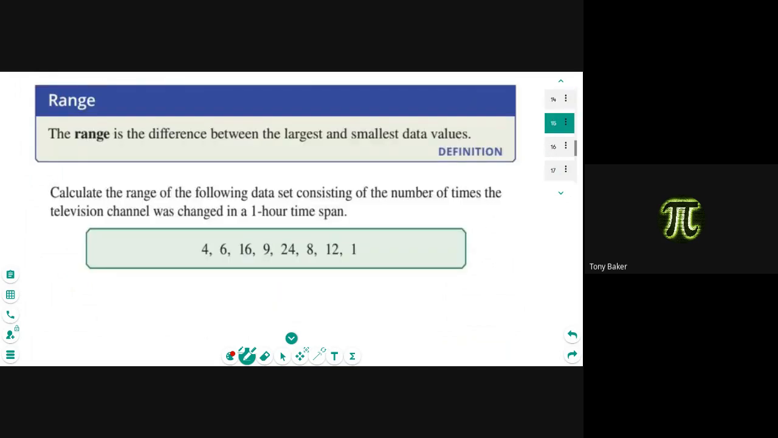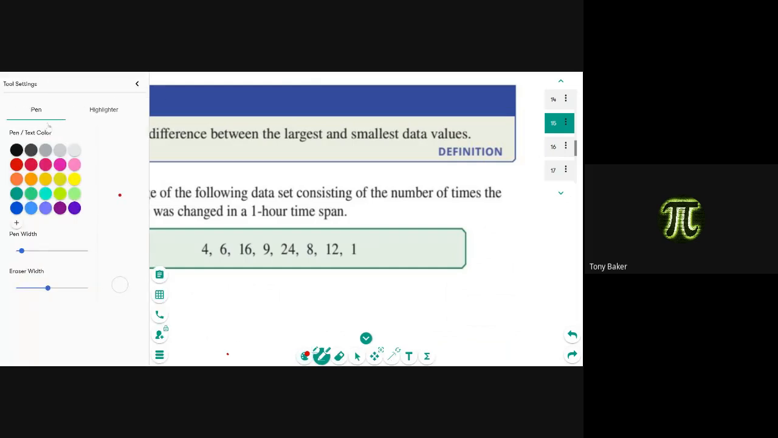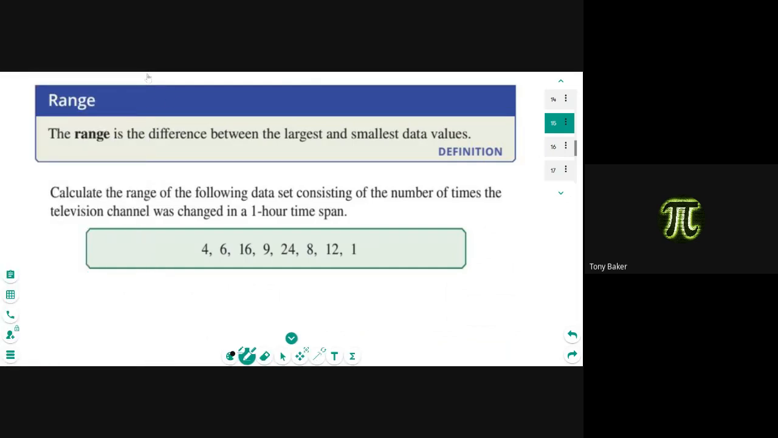The one dispersion value that you guys came up with was range. Range is just the difference between the largest and the smallest data points. So in this one, what's the range? You should put them in order, but you do not have to in this case, because you're really just looking for the smallest and the highest. Yes, it is 23, because my largest is 24 and my smallest is 1. So my range is 23.